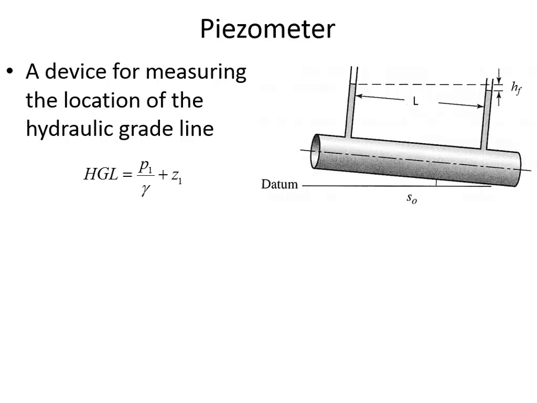And again, the HGL, you can think of that just as a graph of the potential energy that's in the fluid, the potential energy being its elevation above some datum and the pressure head that's there. The piezometer doesn't measure the effect of the velocity head. But if we reconfigured the piezometer a little bit, we could probably get it to quantify the energy grade line.